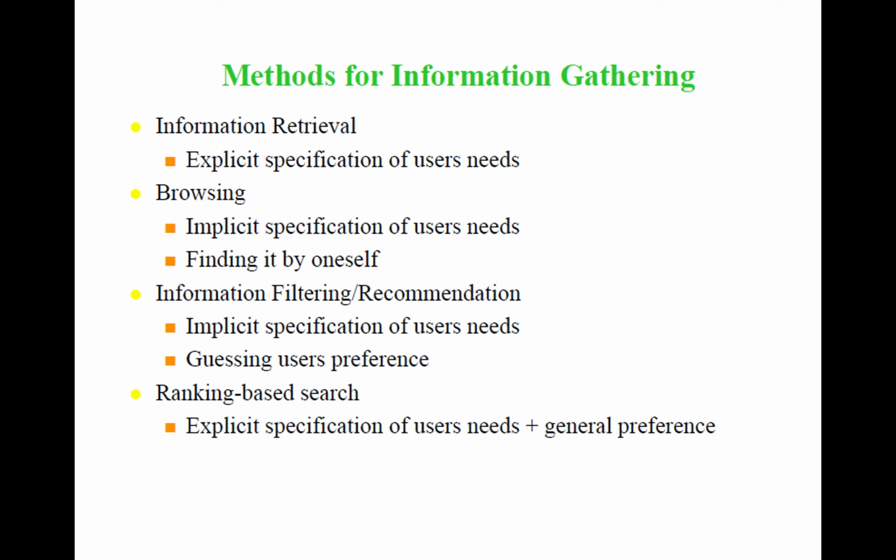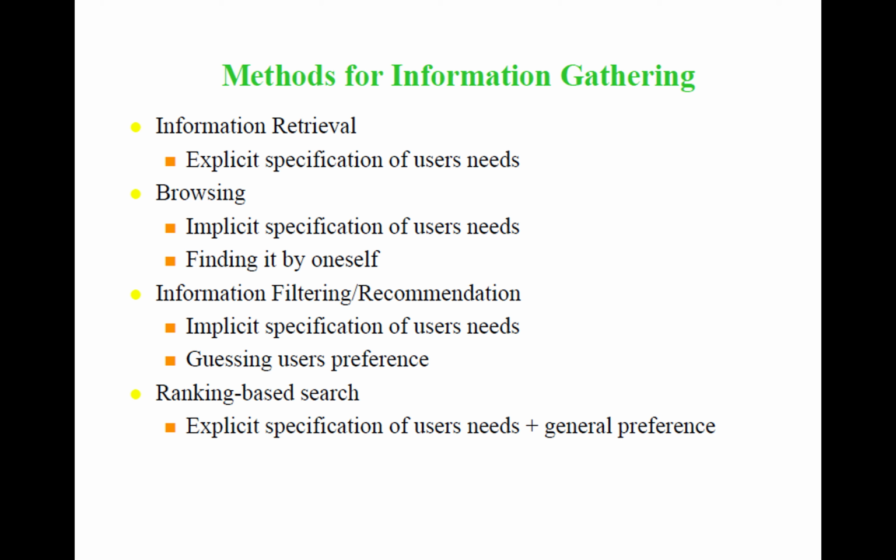Browsing, implicit specification of username, and finding it by yourself, right? Information filtering and reconcile, implicit specification of username, guessing users' preferences, right? Ranking based search, explicit specification of username plus general preferences.